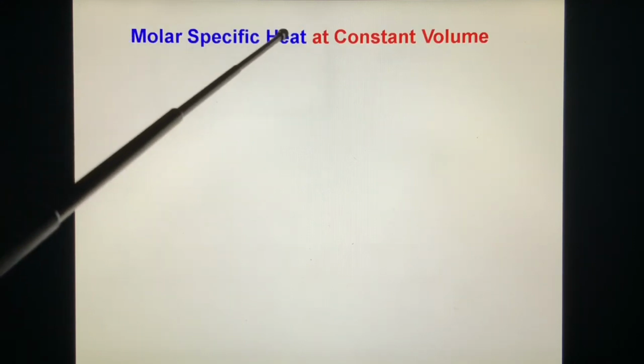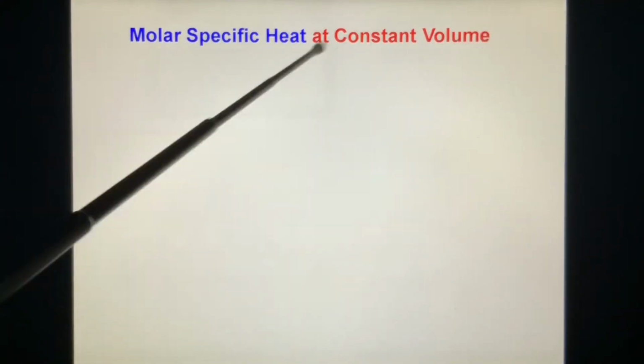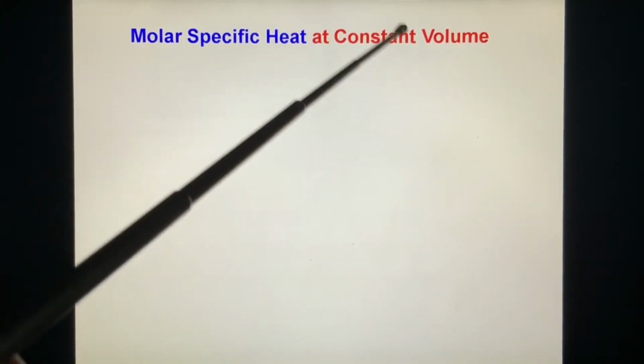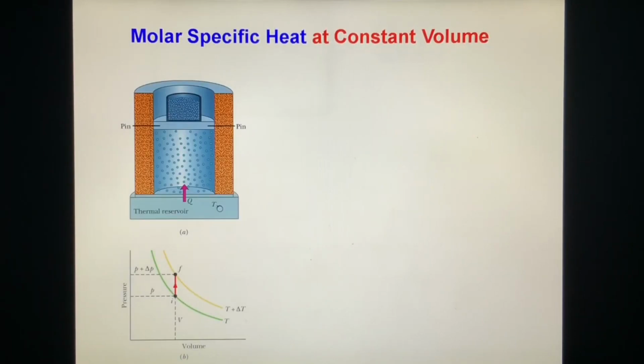Molar specific heat at constant volume. This is a specific heat at constant volume. We look at this gas, an ideal gas. We lock the piston with a pin, so the gas cannot expand or be compressed.